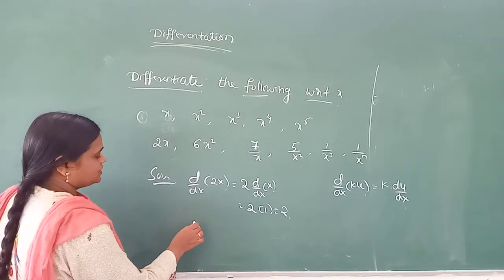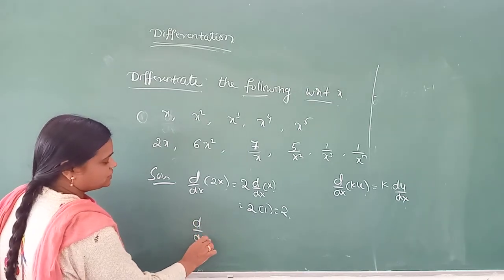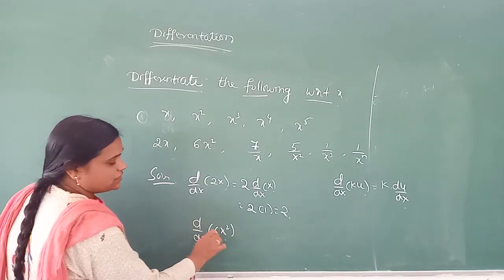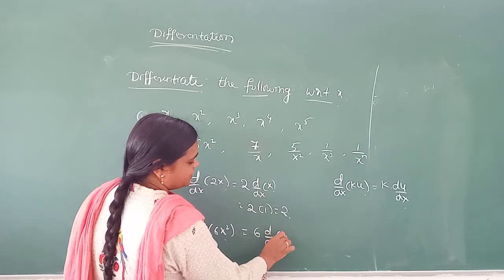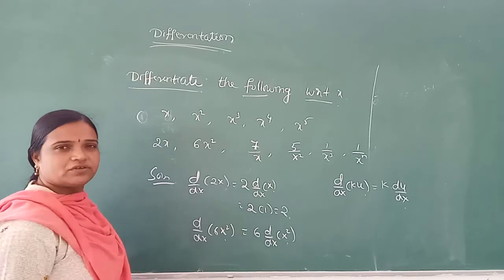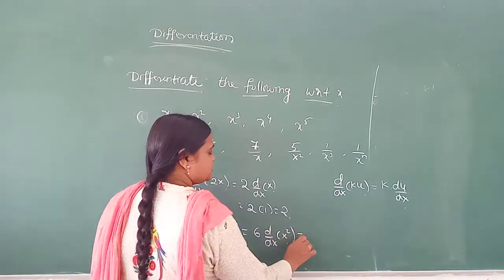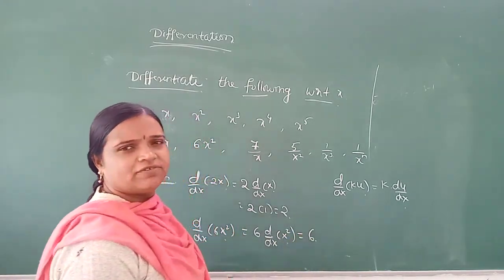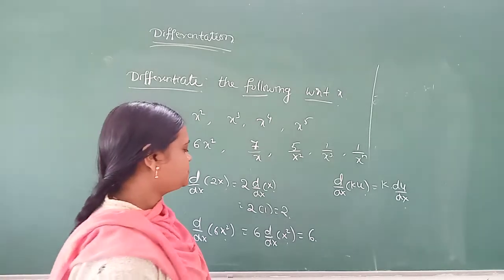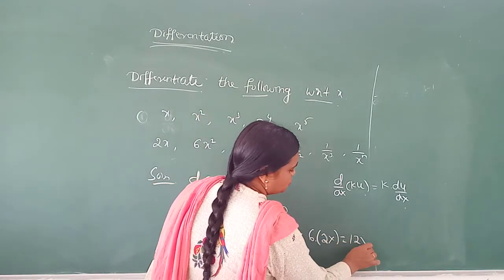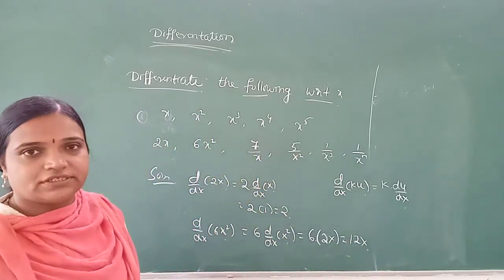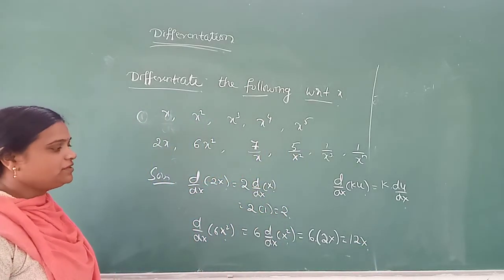Next, d by dx of 6x squared. See, 6 we write as it is, differentiation of x squared. Differentiation of x squared, we get 2x. 6 into 2x. Okay, in this way we can do.